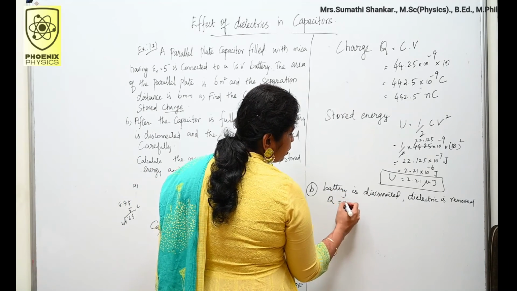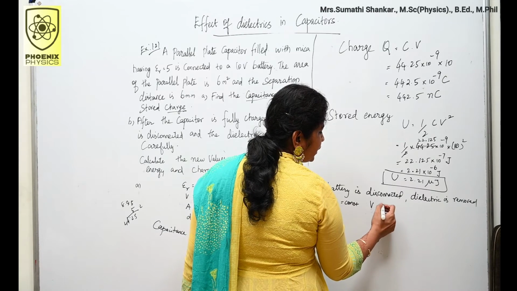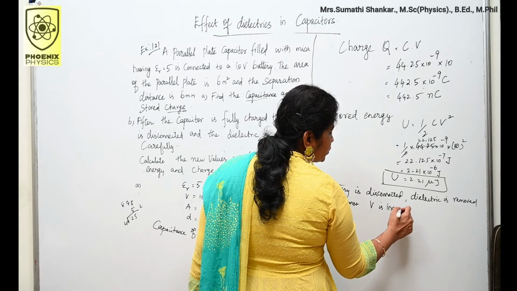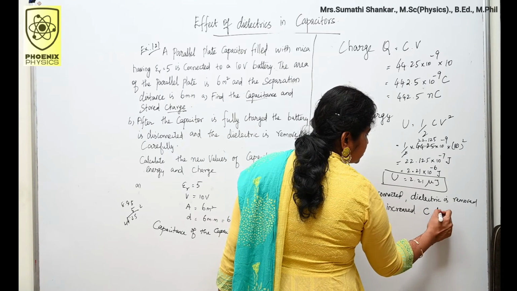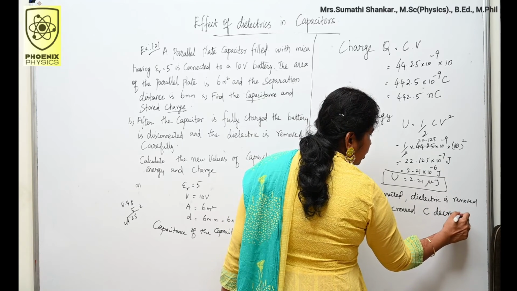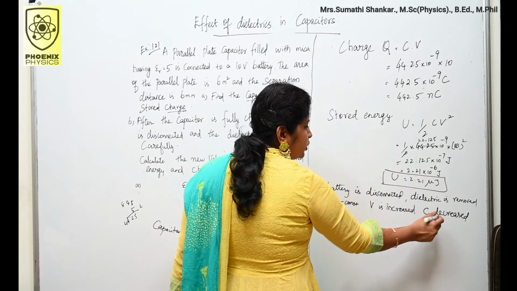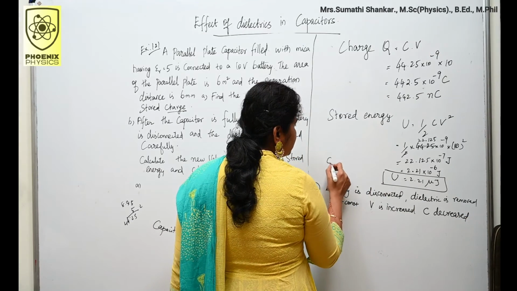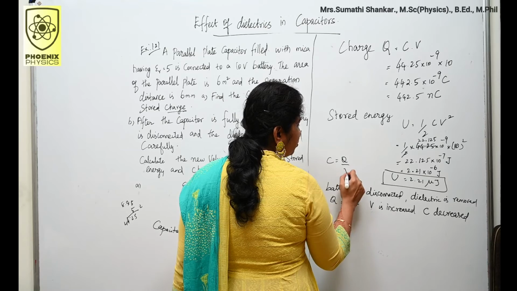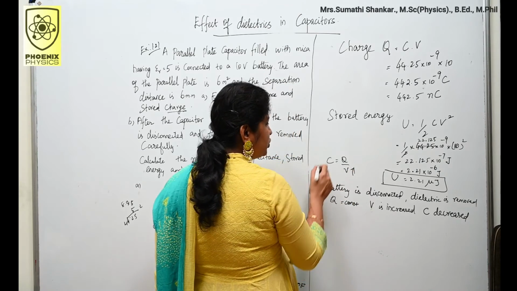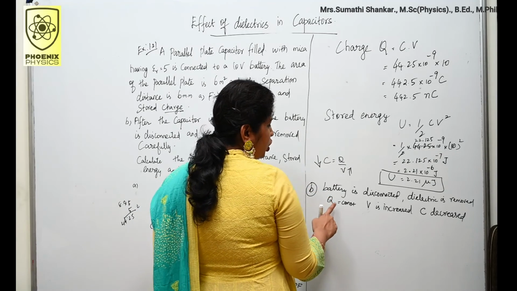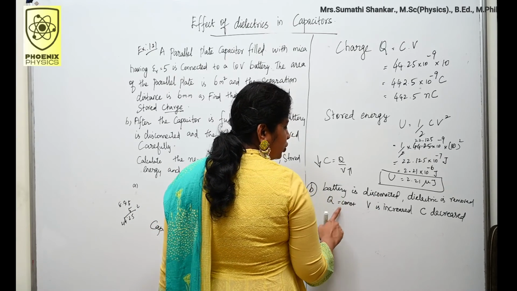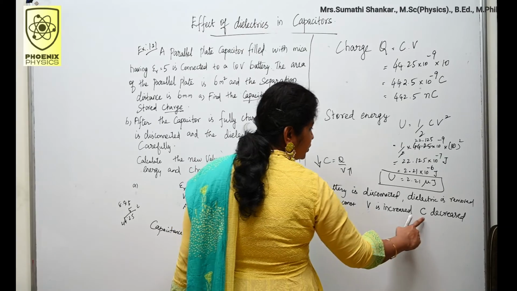Here Q remains constant. Potential is increased. Potential is increased means capacitance is decreased. How did I say C is decreased? C is equal to Q by V formula. So V increases means capacitance C decreases. Both are inversely proportional to each other. So in this scenario, Q constant, V is increased, C decreased.